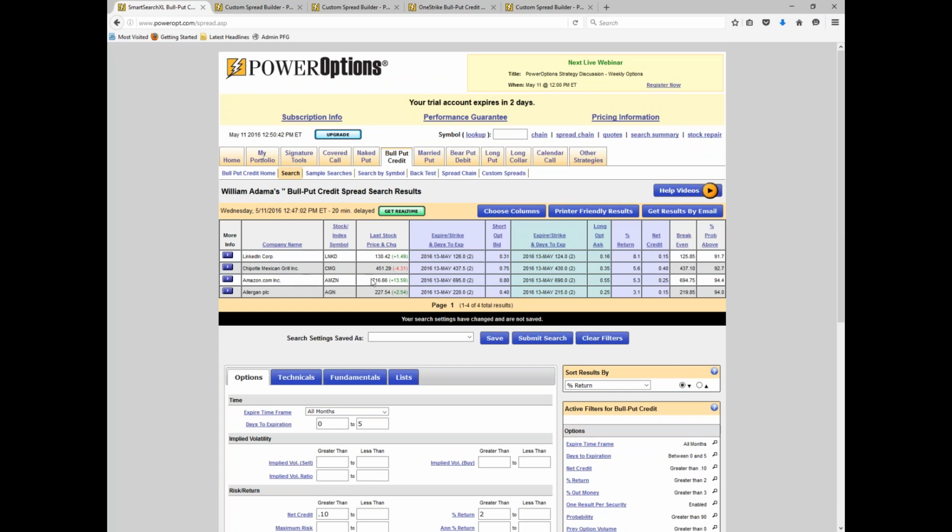LinkedIn, Chipotle, Amazon is up again today, and Allergan also. And you see here that the premium is not that bad, but your returns now, of course, you're going to be at a 3% return, 5.3%.